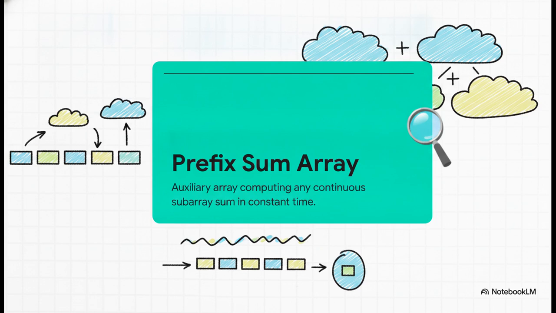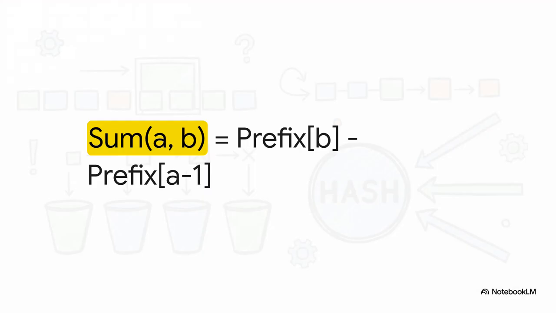Basically, by storing the sum of all elements up to the current index as you go, you ensure you never have to recalculate a continuous block from scratch. And here is the golden formula you absolutely need to memorize. The sum of elements from index A to index B equals prefix B minus prefix A minus 1. Combining this constant time math with our hashing trick, that is exactly what unlocks incredibly efficient modern coding solutions.